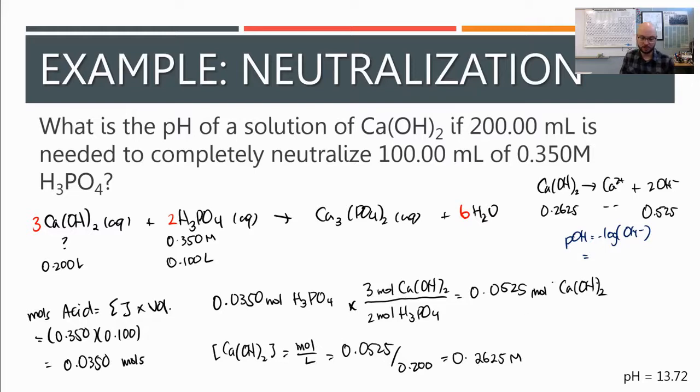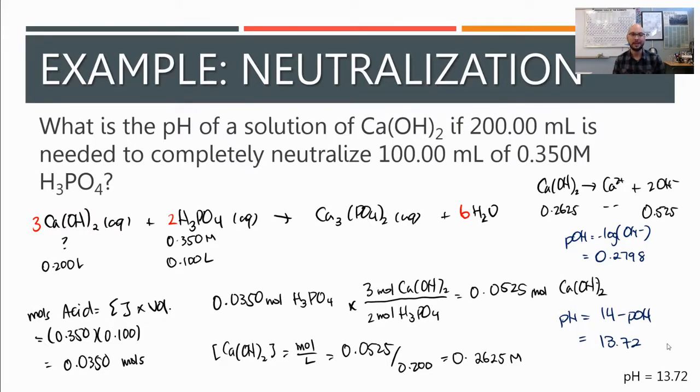Works out to being 0.2798. And then we know pH is equal to 14 minus pOH, which gives us 13.72. And before we finish this question, again, we need to ask ourselves, does this seem reasonable?